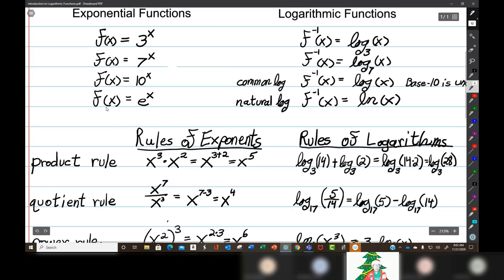And then even stranger, perhaps, if you have f of x equals e to the x, then its inverse is going to be the natural logarithm, which is called the ln of x. And what this really is, is log base e of x, where e is a number that's about 2.7. So it's a number like pi. You know, sometimes you see pi, sometimes you see e. We're going to see e a lot.